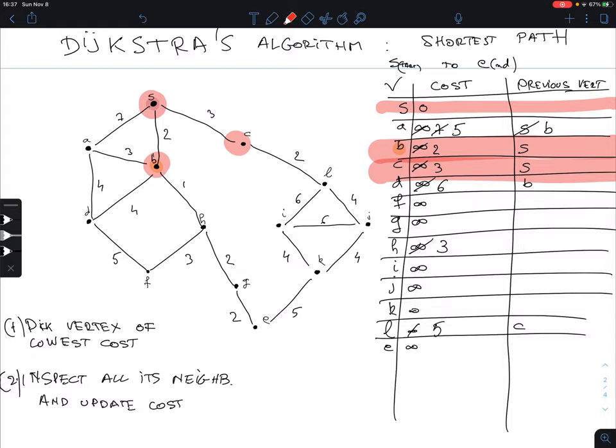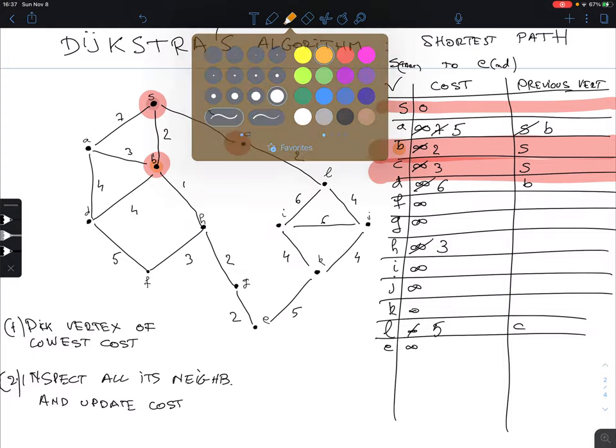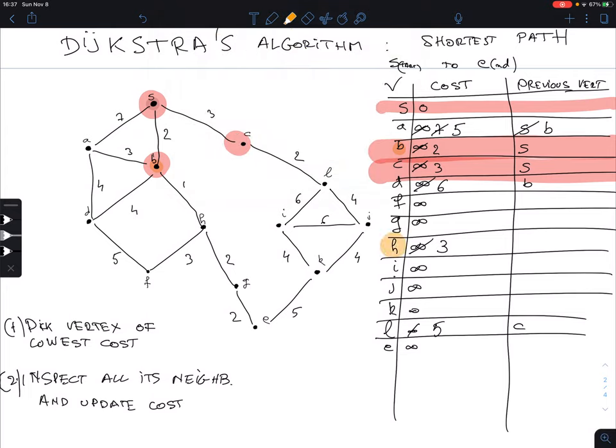That is, that I do this in orange always. That is, what did I say? H, right? I'm going to take H. Where is H? Here is H. We're going to inspect all the neighbors of H. That's the second thing: inspect all its neighbors and update cost. Okay, I'll do that. So the neighbors are B, which is already out, F, and G. I repeat, B is a neighbor, but I'm not using it because it's already taken care of.